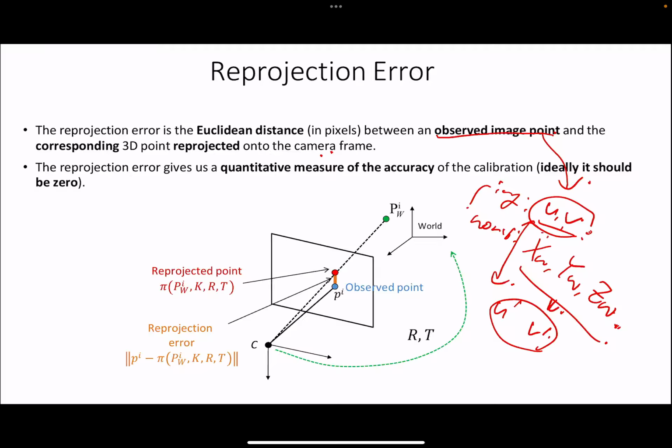Ideally, this should be very small. You understand? Is it good? Our goal is minimizing the reprojection error, and the reprojection error gives us a quantitative measure of the accuracy of the calibration. Ideally, as I said, it should be 0. But the assumption is that this is accurate. If this is not accurate, then nothing works. So our assumption is that this is accurate. Assuming this is accurate, our goal is minimizing the reprojection error.